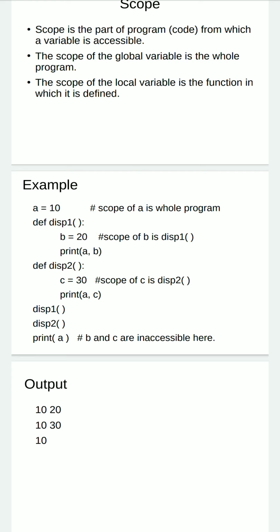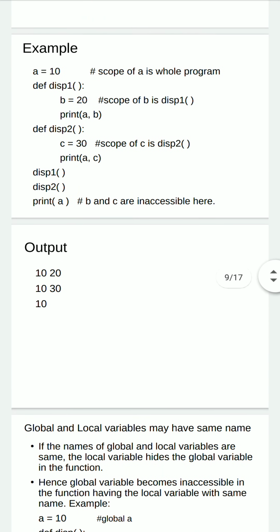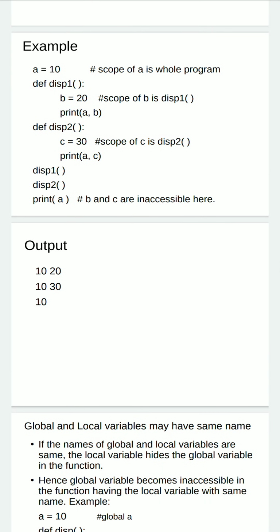disp2 can access the variables a and c, and hence we have printed a and c in disp2. a is the global variable and hence it is accessible from the whole program, but c is the local variable of disp2, so it is accessible within disp2 only. Next, in the main program we have called disp1 and disp2 and printed only variable a because in the main program only variable a is accessible, b and c are not accessible here. So the output will be 10, 20, 10, 30 and 10.